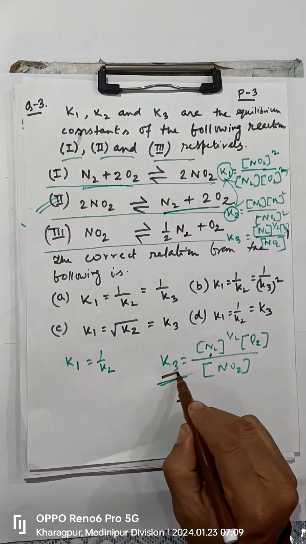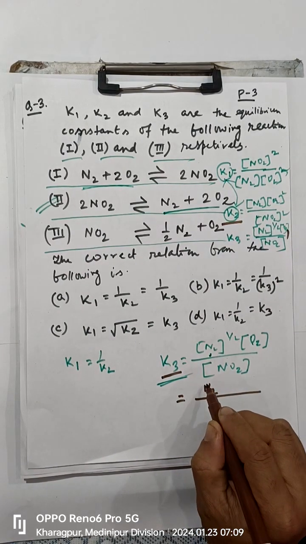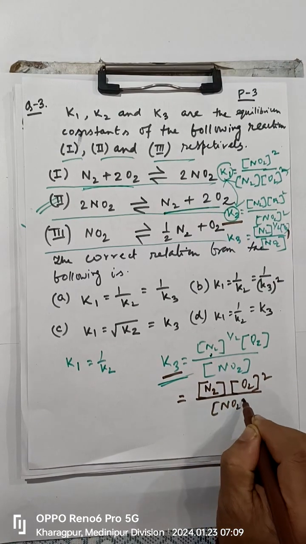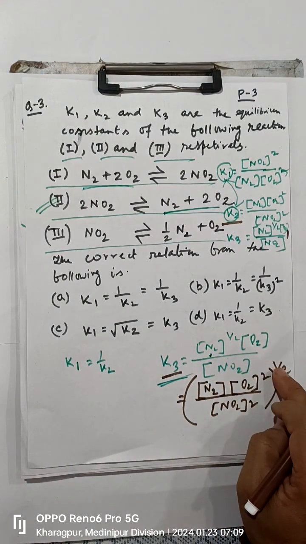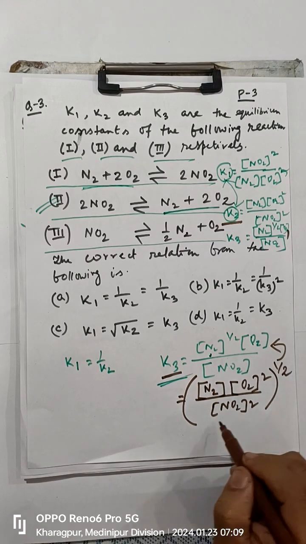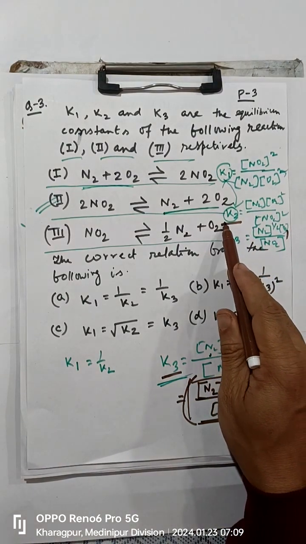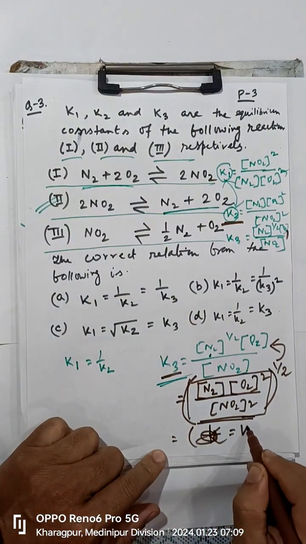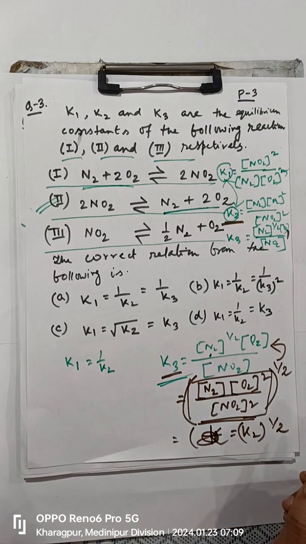What is the difference here? If you see the relation between K3 and K2, we can write N2 into O2 square by NO2 square to the power half. So if the power becomes half, it will be equal to K3, and this portion, N2 into O2 square by NO2 square, is equal to K2. So here we can write K2 to the power half. That means K3 is equal to K2 to the power half.